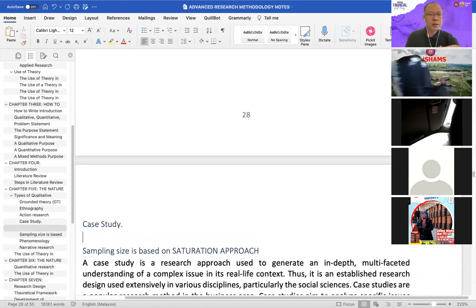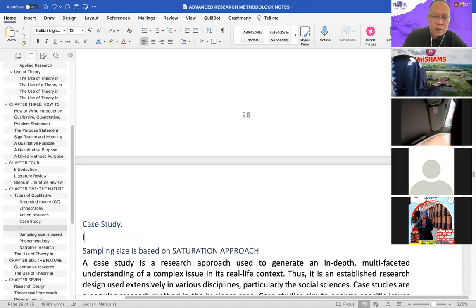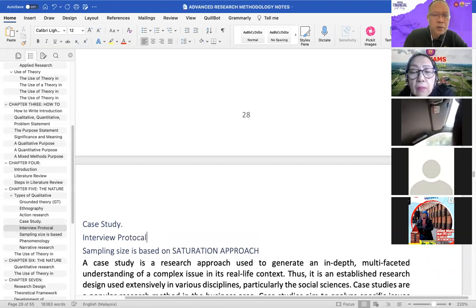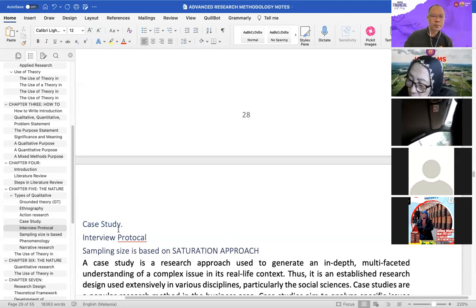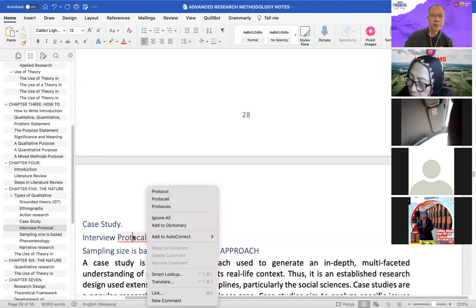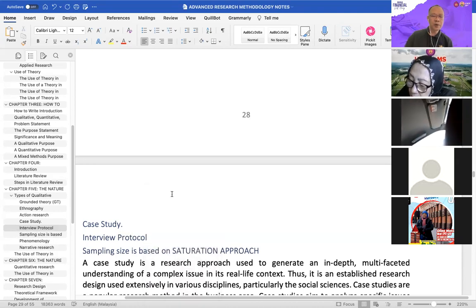Then you also Google interview protocol. How to construct interview protocol. Interview protocol, right? These two things you can Google. How to construct interview protocol means how to construct the questions that you want to ask the interviewees.